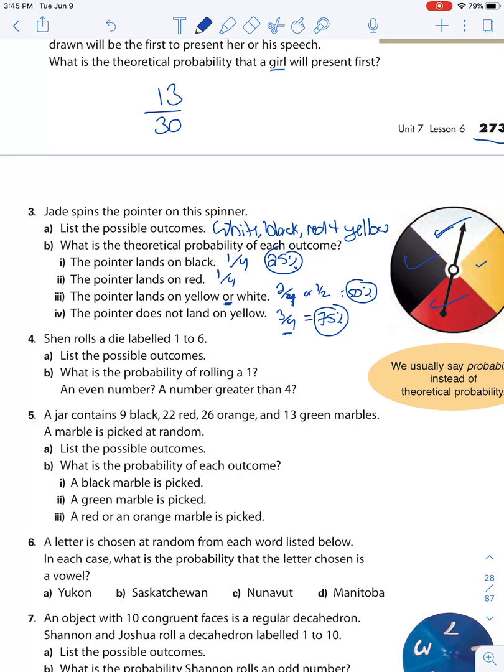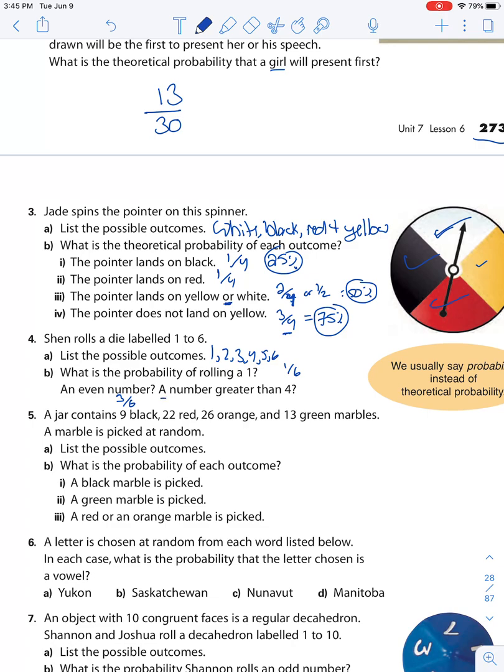Okay, Shen rolls a dice, or die for singular, dice is plural, die is singular, labeled 1 to 6. List the possible outcomes. Okay, so 1, 2, 3, 4, 5, 6. Probability of rolling a 1 over 6, and then an even number is 3 over 6.